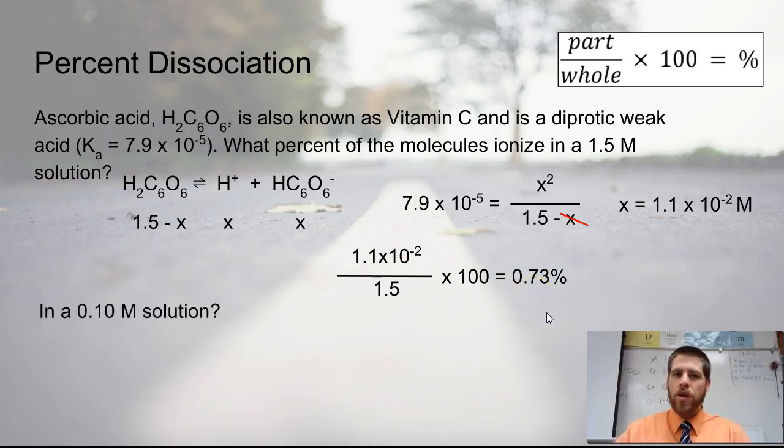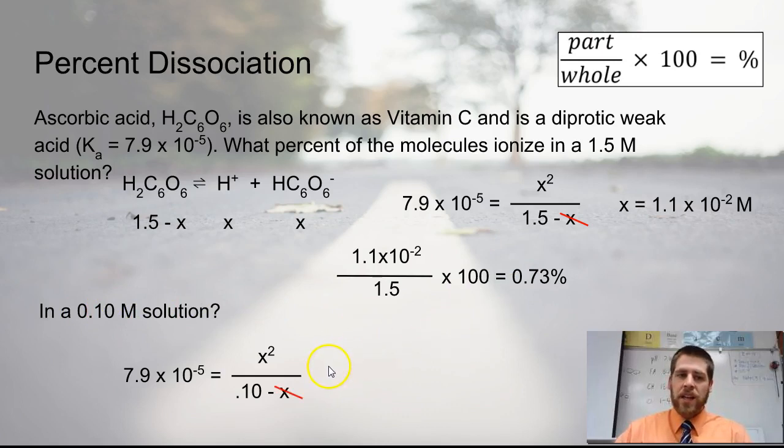Now what about in a 0.1 molar solution? You might think that this should not matter, right? The Ka is constant, and so the percentage dissociated should be constant as well. Well, let's go ahead and actually calculate it out. We have the same Ka. It's going to be the same equilibrium expression, this time 0.1 instead of 1.5, because my initial concentration is 0.1.